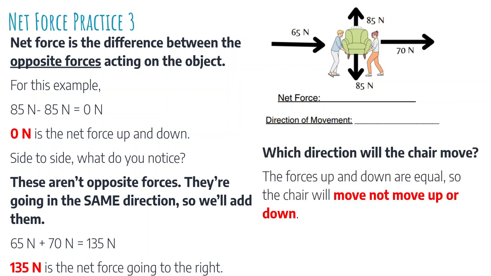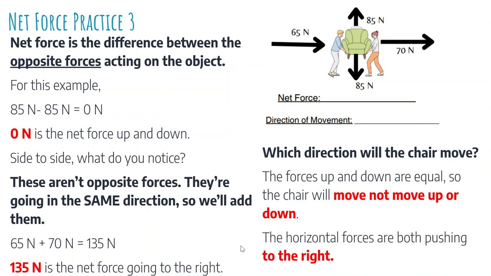So which direction will the chair move? The forces up and down are equal, so it will not move up and down, but the horizontal forces are both pushing it to the right.